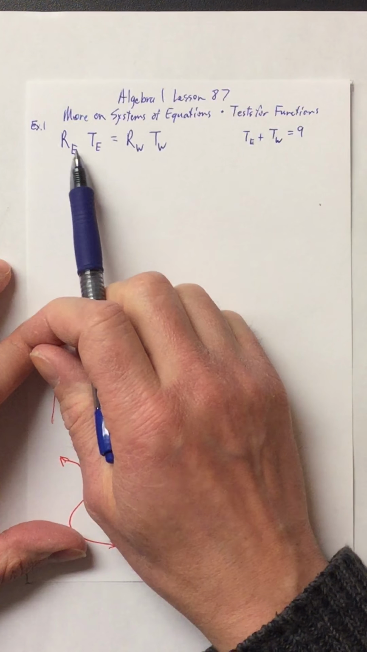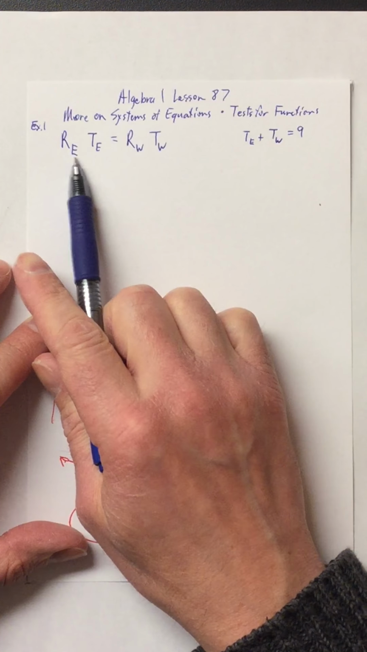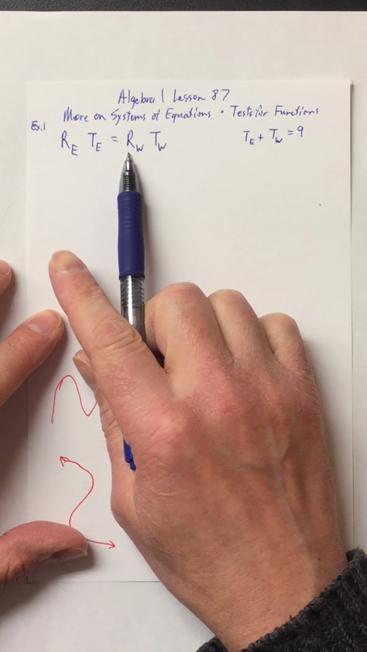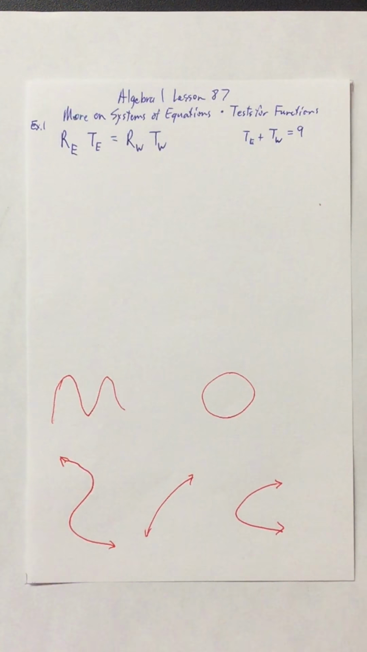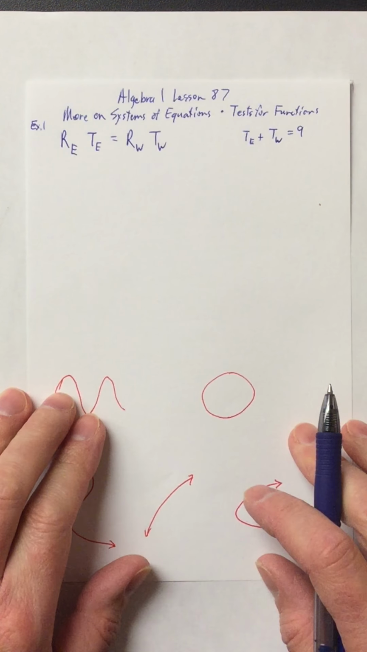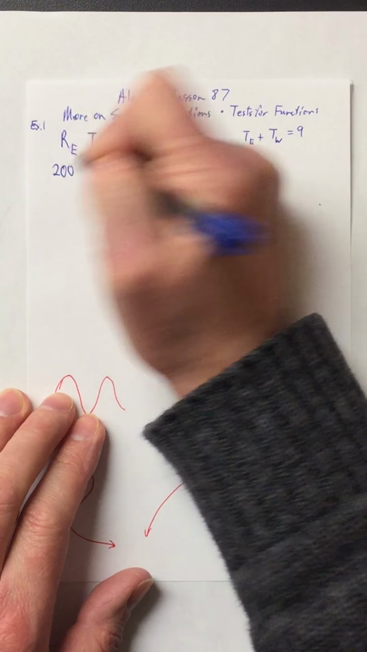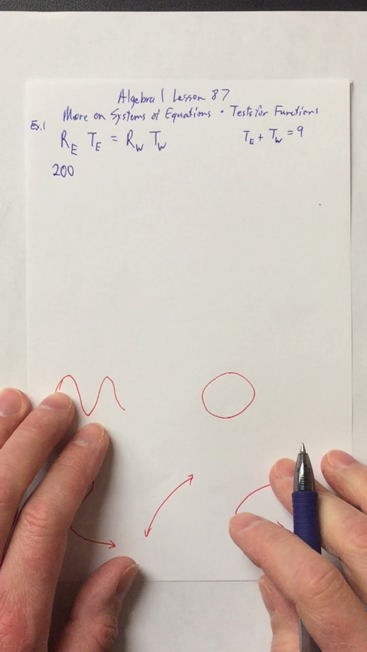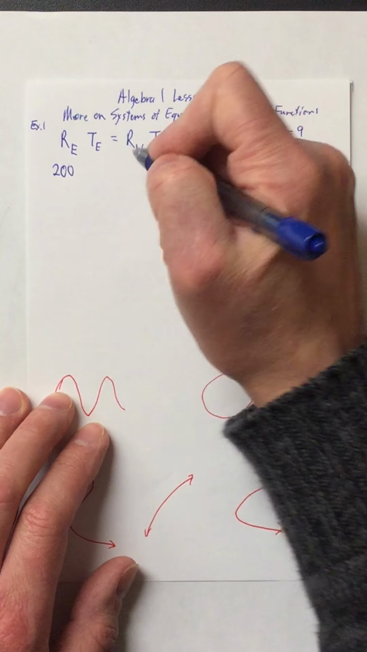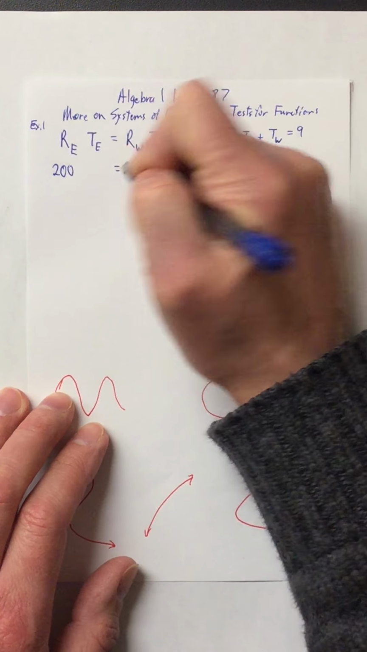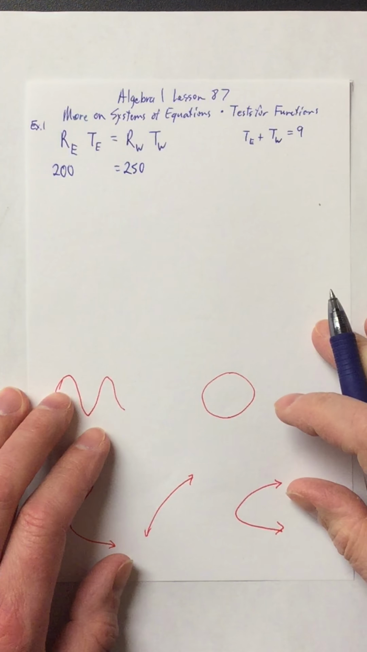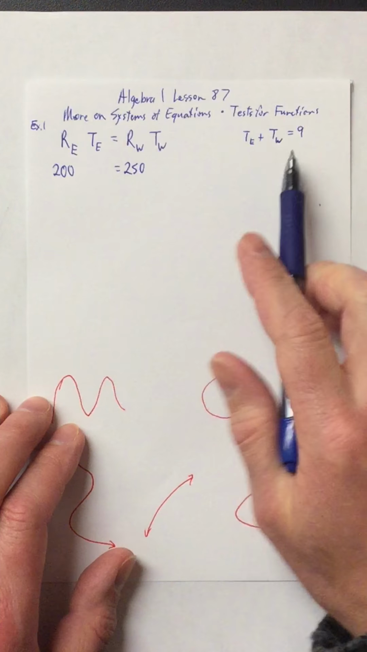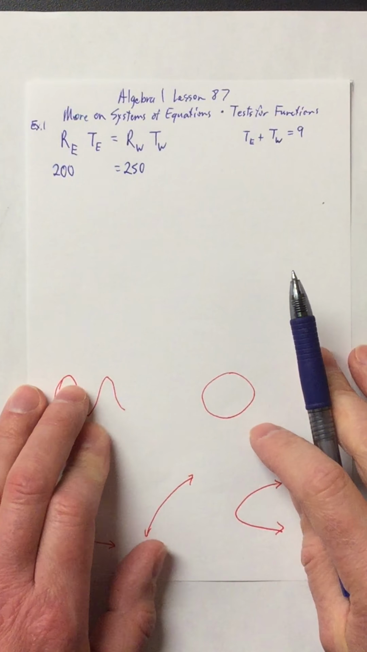We're given the equation r_e times t_e is equal to r_w times t_w. These stand for rate and time. We eventually get to some distance problems, so we're going to fill in the easy stuff first. It tells me that the rate of e is 200, so I'll write that in below there. It tells me the rate of w, or r_w, is equal to 250, so I'll write that in right there. And then I don't have a value for t_e or t_w, but I have an equation that relates them.